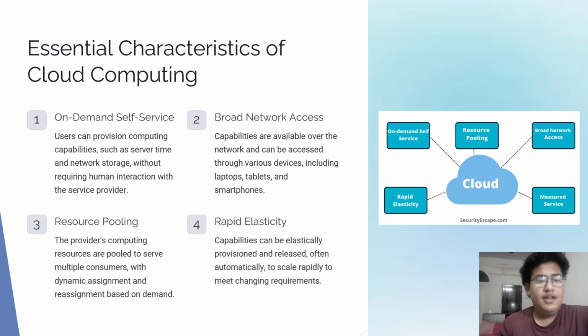The fourth one is rapid elasticity. This feature allows cloud services to expand and contract quickly, meeting fluctuating demands. For instance, if an e-commerce site experiences high traffic, the cloud can scale to handle it. Then, once the traffic dies down, resources can be reduced, making cloud usage highly flexible and efficient.